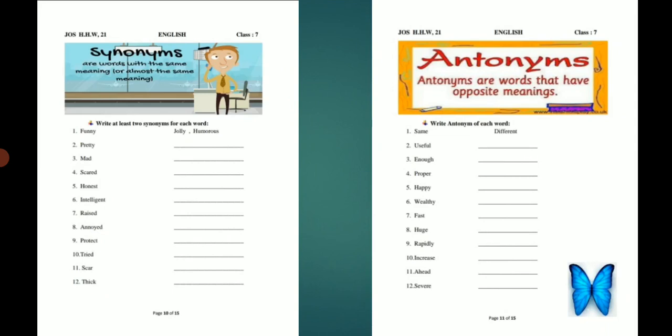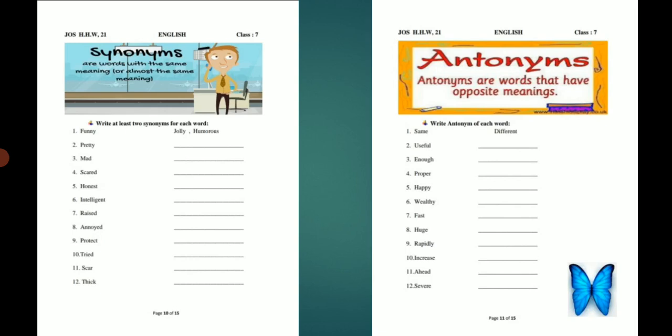First of all, what is a synonym? I hope that you all must be familiar with synonyms and antonyms, as you have done it many times in your previous classes. Here is a small definition in this picture. Synonyms are words with the same or almost the same meaning. In short, you can see that these are the meanings of the particular word.